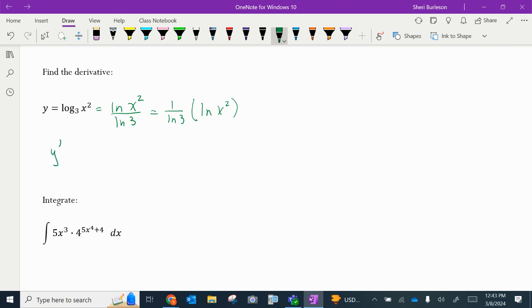So y prime is going to be the constant multiple times the derivative of ln of x squared, which is 1 over x squared times 2x, right? Am I right? Which is going to get me 2 over x ln 3. Did we get that? Looks like most of us did.